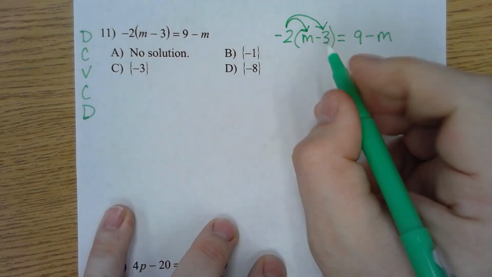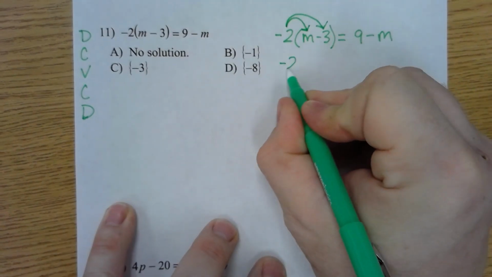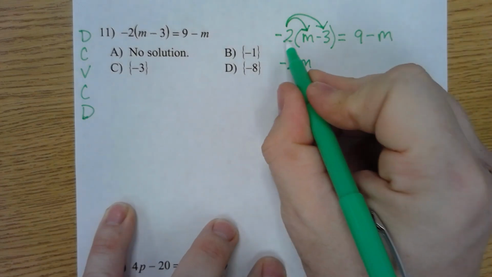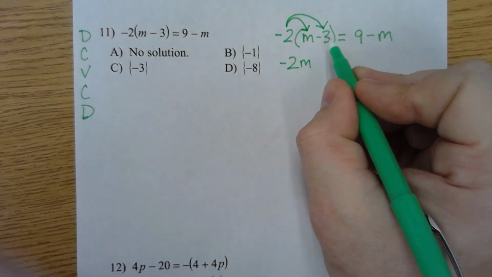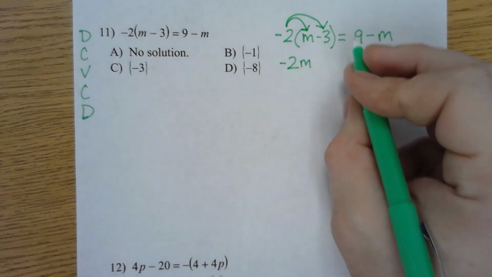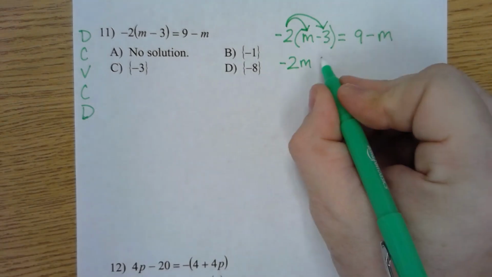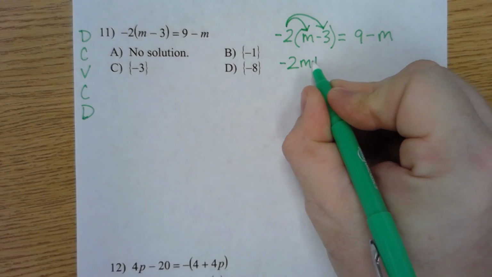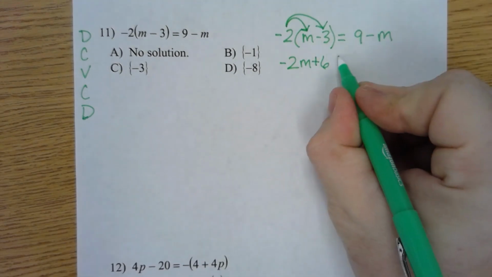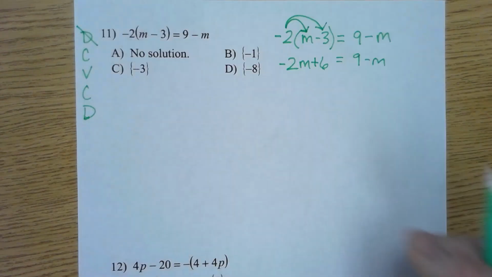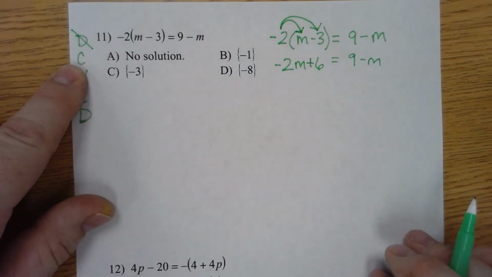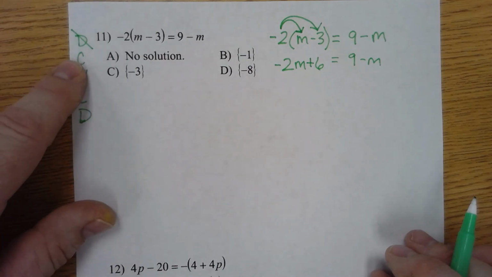Negative 2 times m is equal to negative 2m. Negative 2 times negative 3. Again, you can use your calculator. Negative 2 times negative 3 is positive 6, because a negative times a negative is a positive. So it's going to be plus 6. And then we just bring everything else down. That's step 1. Step 2, C. This is combine like terms.